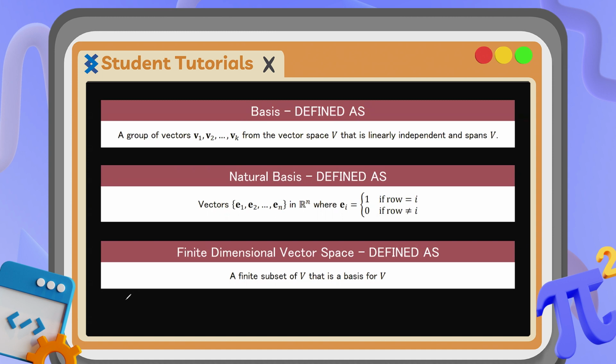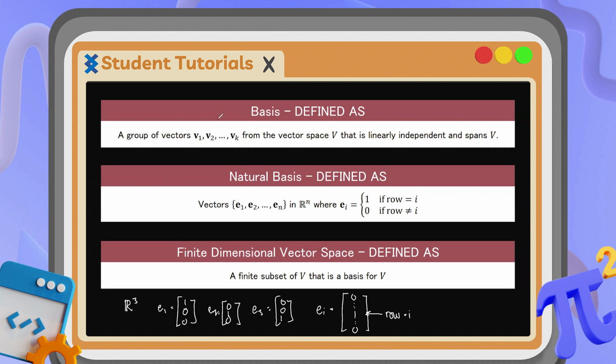So in the case of, let's say, R3, e1 has this vector, e2 is equivalent to this vector, and e sub 3 is equal to this vector. So for e sub i, it can extend all the way to n in size or in dimension, wherein 1 is when it is equal to that row.